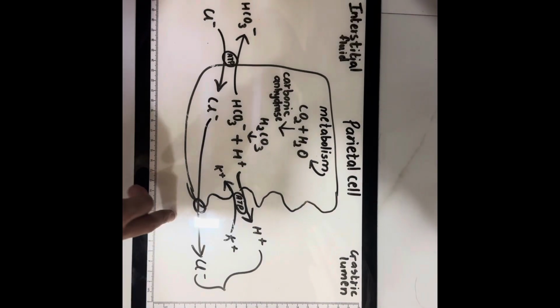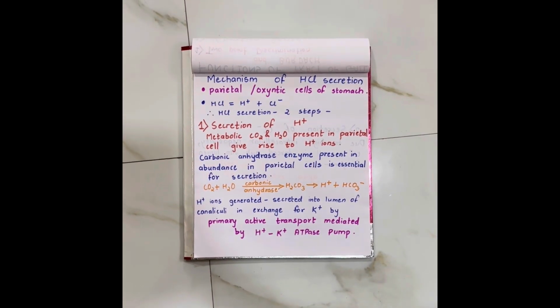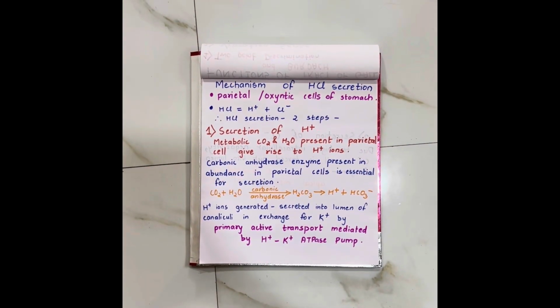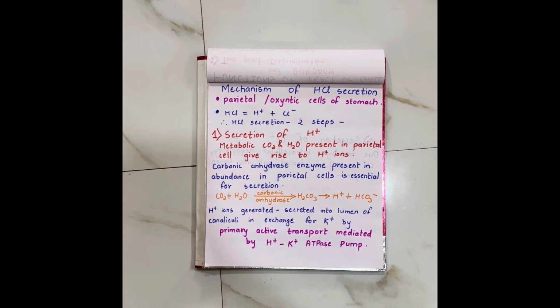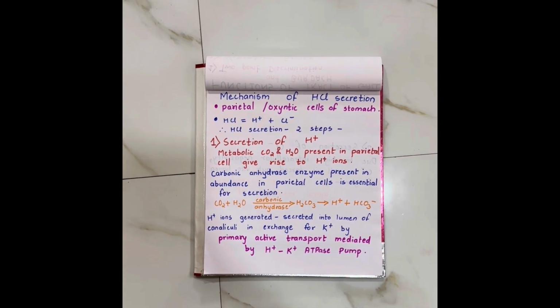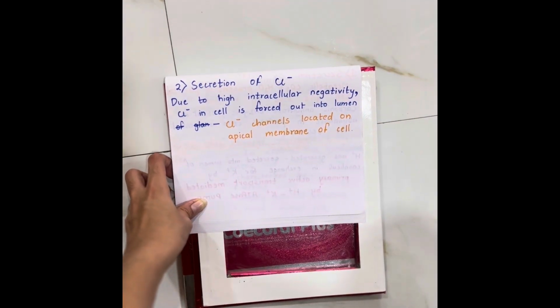So you have to write this in the form of points as a long answer. This is the whole process in the form of points. You can directly copy this down and write it in your exam. You can just take a screenshot of this. This is the same thing I have explained in the process. Take a screenshot. This is the second step.